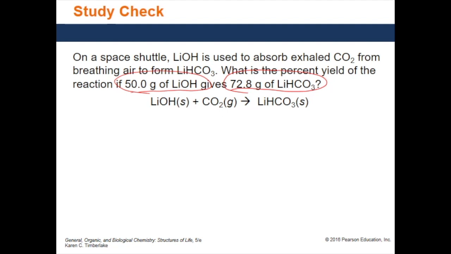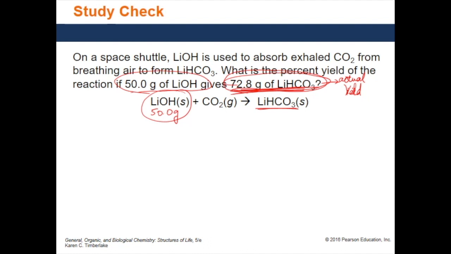LiHCO3. So the question is asking what is the percent yield if we have 50 grams of LiOH, this reactant, produces 72.8 grams of LiHCO3. So this is the product. Which means this experiment was done and this is the actual yield that was obtained. So the question is giving you the actual yield. When the experiment was done, 50 grams of LiOH produced 72.8 grams of lithium hydrogen carbonate. Now the question is what is the percent yield?